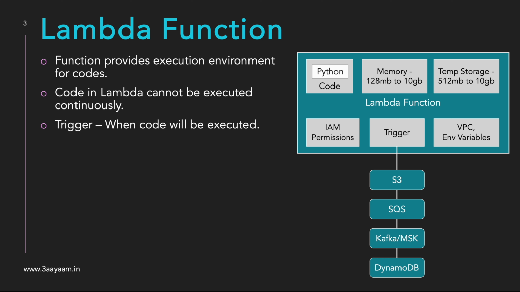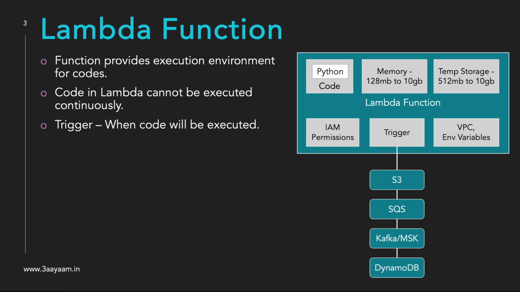We have S3, which is the most common use case. If you are uploading an object or uploading a file or deleting a file, you want to do some very lightweight processing automatically. In that case, you would create a trigger for S3 so that the Lambda function gets executed whenever you upload a file. Once the processing is done, maybe you want to send some message to SQS or to Kafka, or you want to write some record to DynamoDB. All those things can be done. So S3 is one trigger.